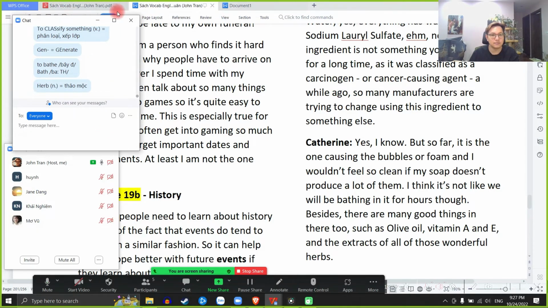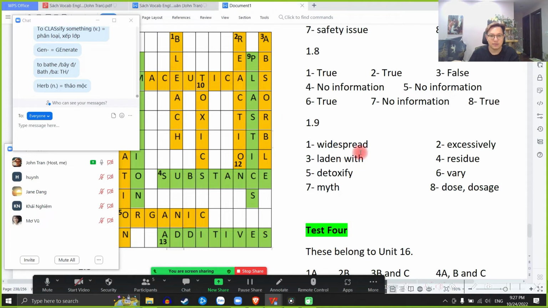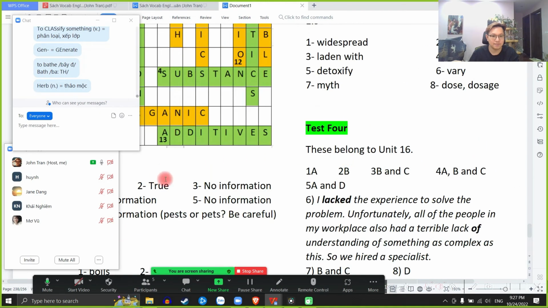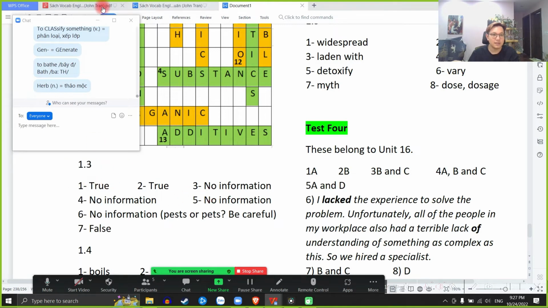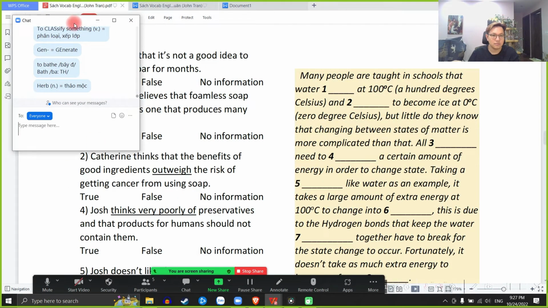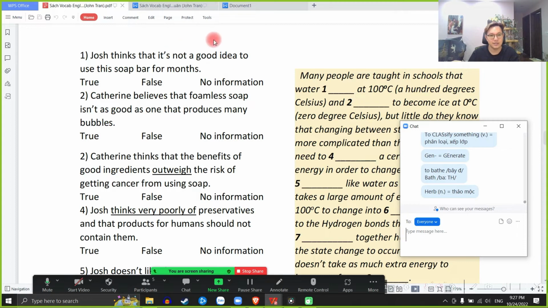Okay, so of course it means, what does it mean? Number one, Josh thinks that it's not a good idea to use soap bar for months. It's true. He doesn't think it's a good idea.